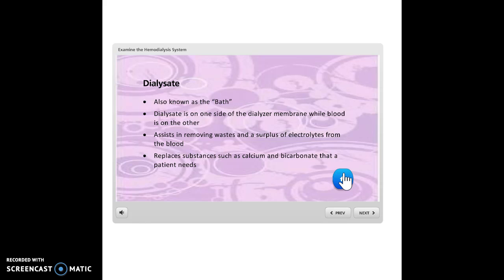So dialysate is going to be on one side of the dialyzer, while the blood is going to be on the other. Inside the dialyzer are going to be tiny little pores, fibrous, hair-like structures. There are actually probably about 1 million or so of them within the dialyzer container itself. Blood is going to go on the inside, dialysate is going to flow on the opposite side. And this is going to assist in moving waste and a surplus of electrolytes from the blood. It's going to replace substances such as calcium and bicarbonate that the patient will need.